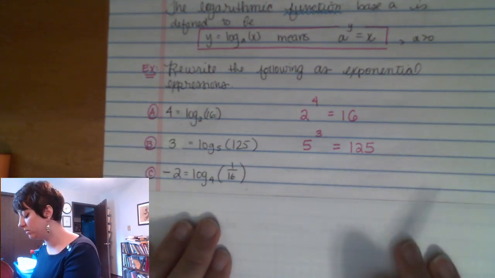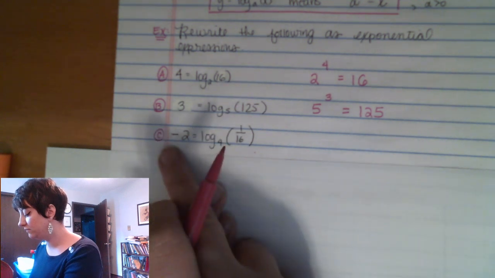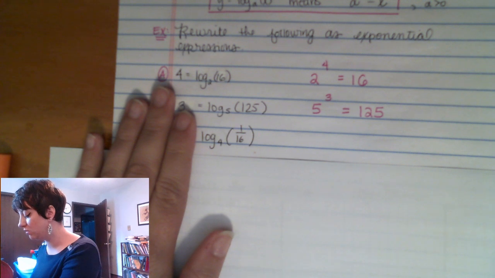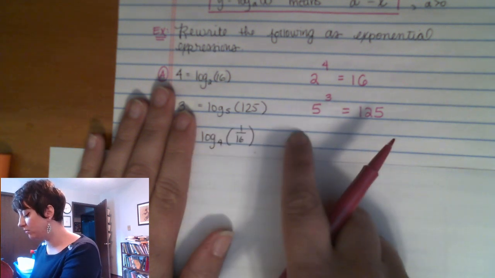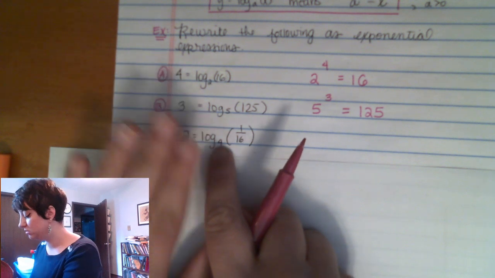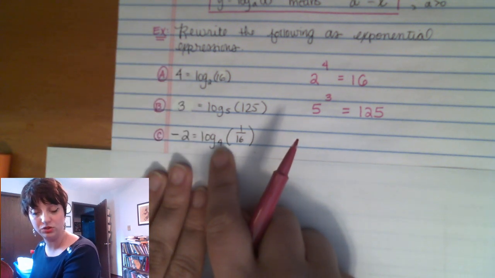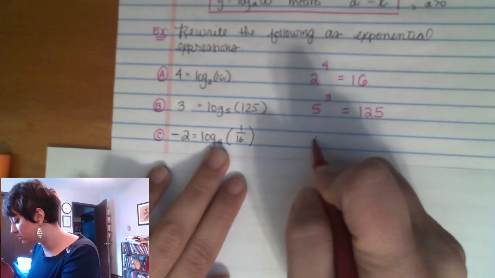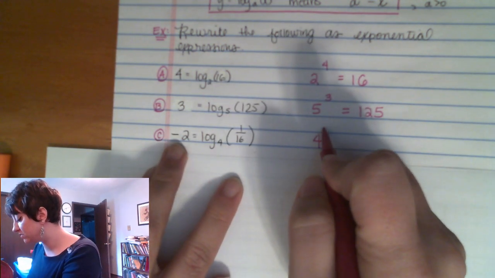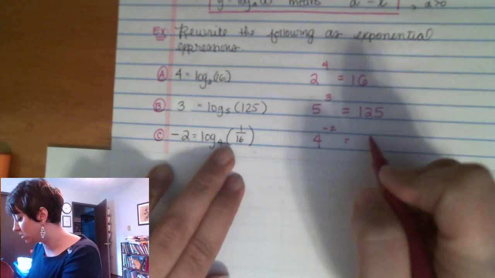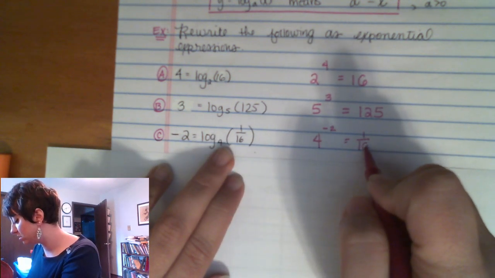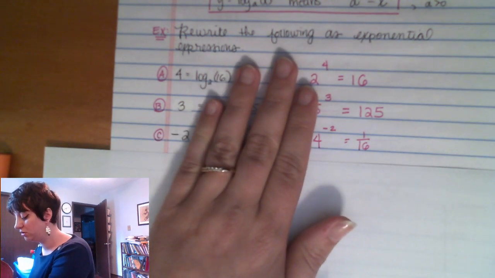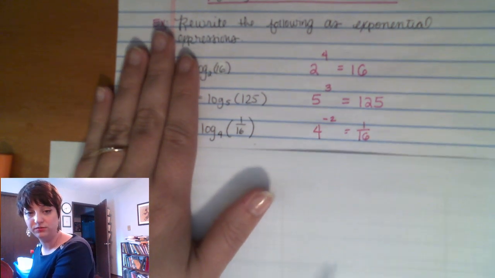All right, here's a different one. Negative 2 equals log base 4 of 1 over 16. If I see just this, I think, 4 to what power is 1 over 16? Negative 2, right? Because 4 squared is 16, and then the negative makes a reciprocal. So the base is what I raise to a power, the logarithm spits out a power, and the argument of my log is what that's equal to. I can either write negative 2, or I could write log base 4 of 1 over 16.